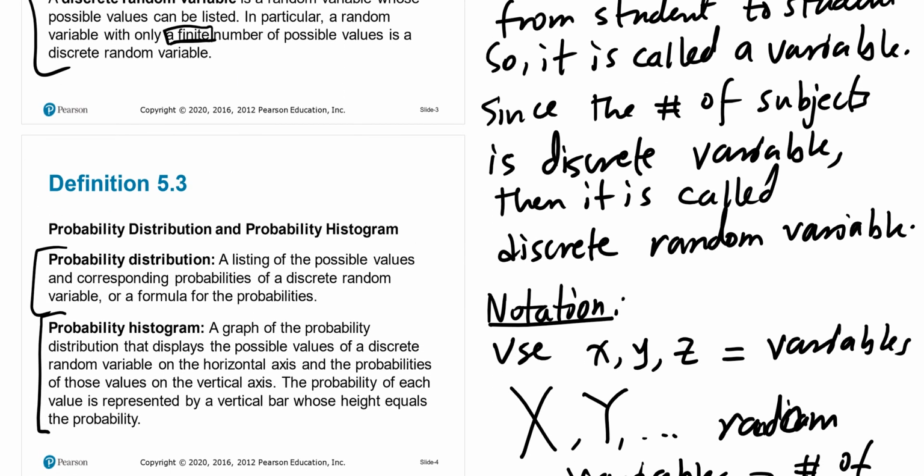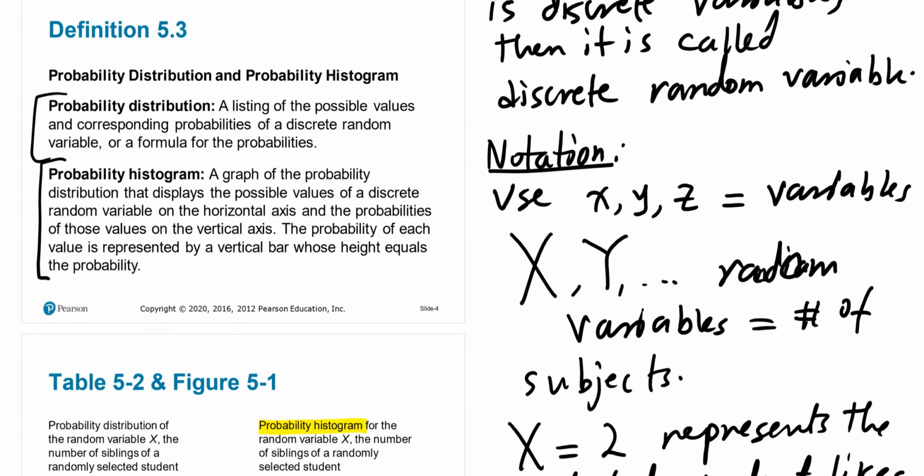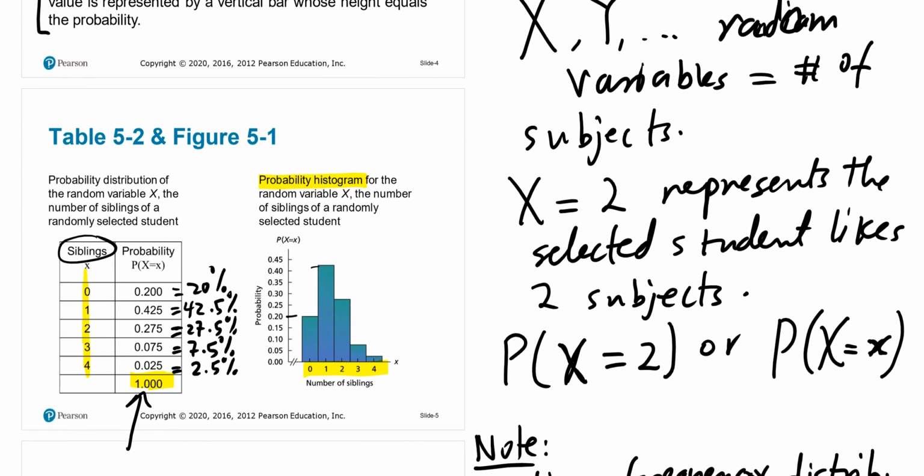Then we looked at what a probability distribution is and how we find or construct a probability histogram that corresponds to that probability distribution. So every value has its corresponding probability, as you can see in the table on the left. All these probabilities must add up to 1.